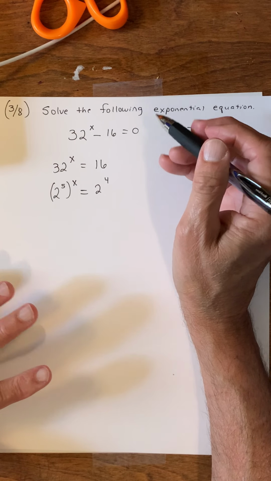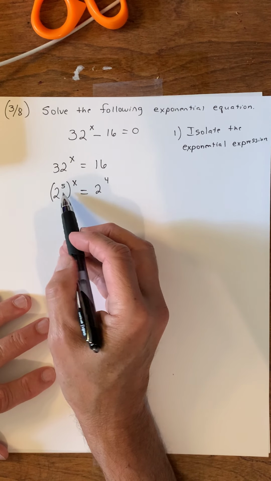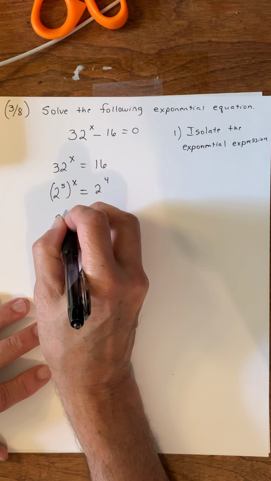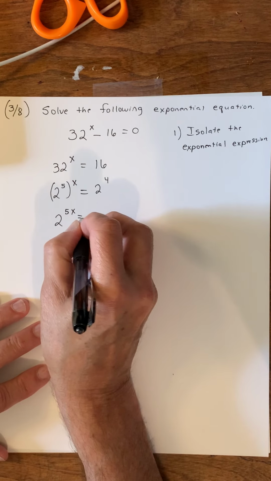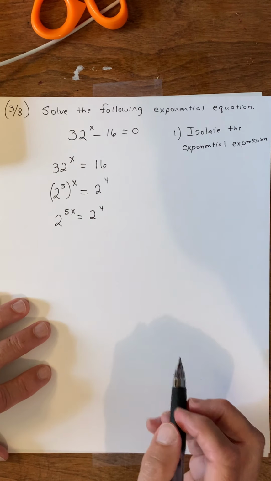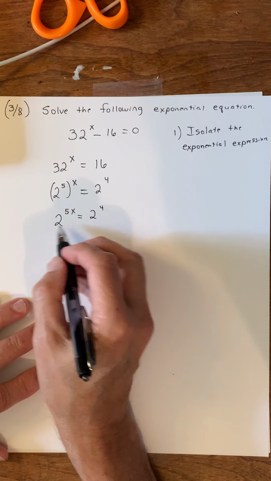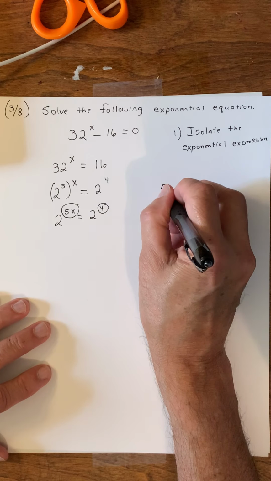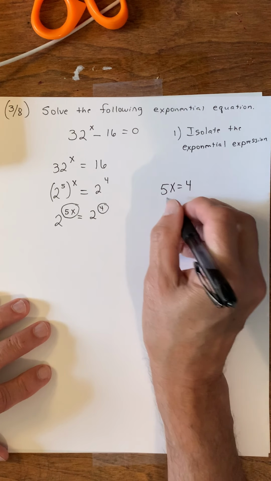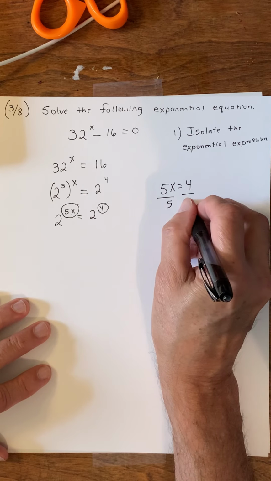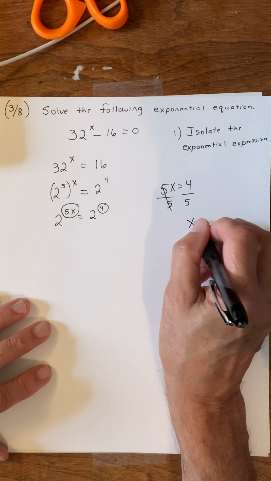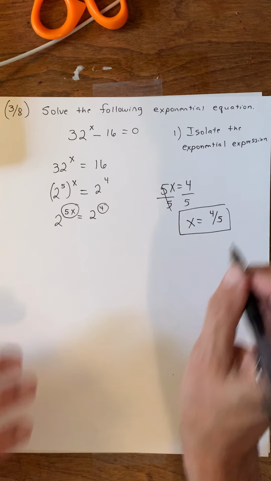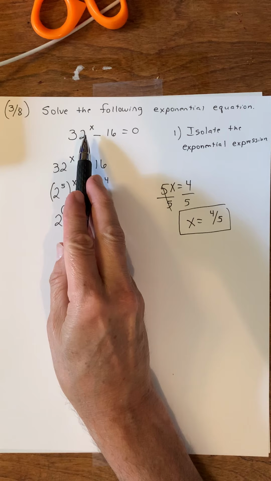Okay, we're not finished yet because we don't exactly have the same base until I use my property of exponents. Power to a power, 2 to the 5x equals 2 to the 4th. Now I am right where I want to be. Same base, my exponents must be equivalent. So 5x must equal 4. Divide both sides by 5. And I got it. So my exponent here is 4/5.